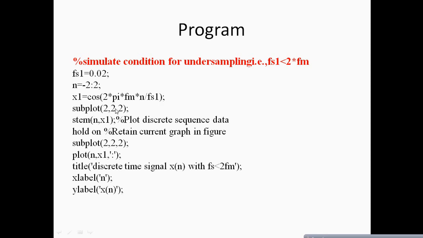Subplot 2, 2, 1. Now this becomes 2, 2, 2. So you'll be getting your second graph in the same grid. Next, stem n, x1. Now what is this for? This helps in plotting my discrete sequence data. If you want your continuous data to be represented in discrete form, stem is the command which you'll be using here. Here n is your time index and x1 is your signal.